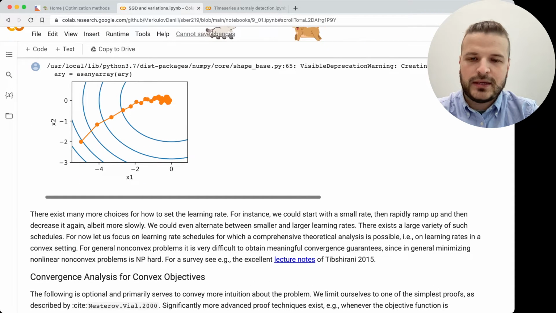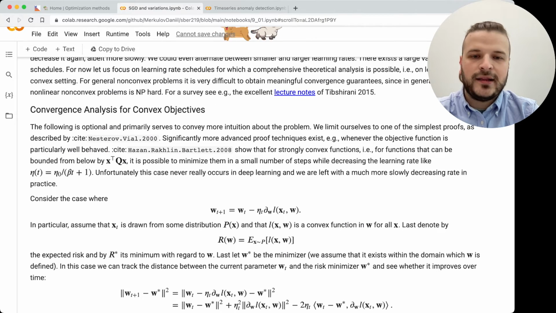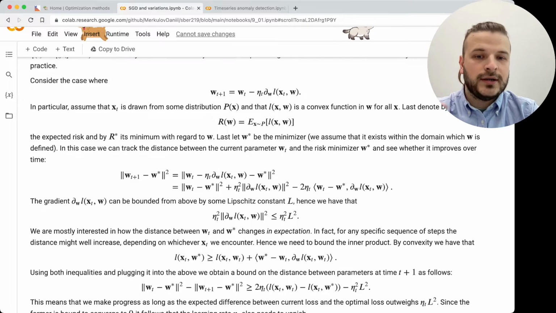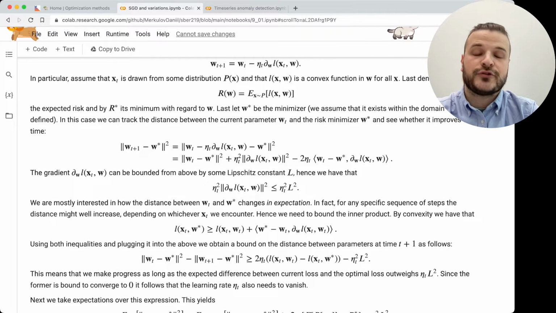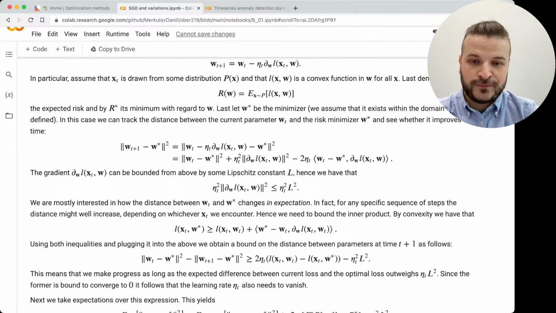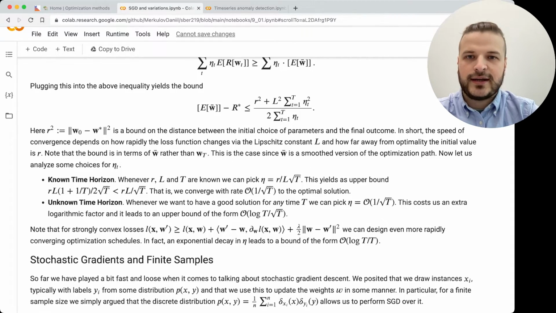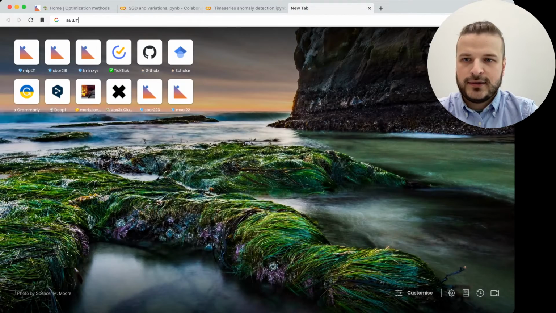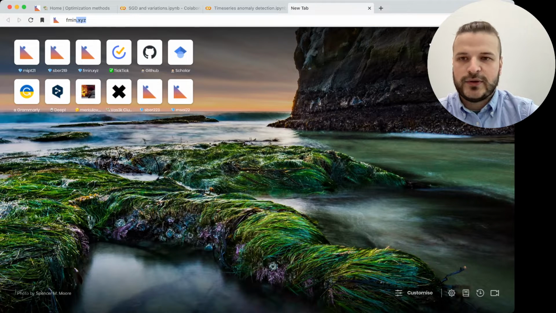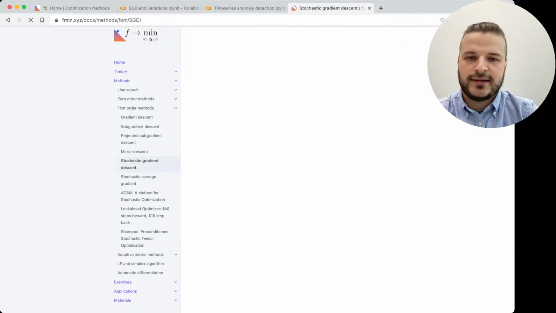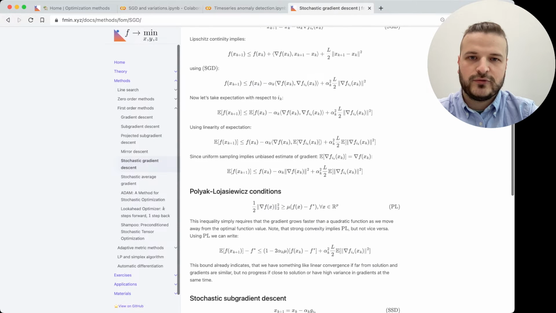Okay, let me highlight that in the notebook there can be found brief convergence proofs for the convex case and for the strongly convex case, which can be found on our site fmin.xyz. For example, under methods, first order methods, stochastic gradient descent, and these are the proofs.